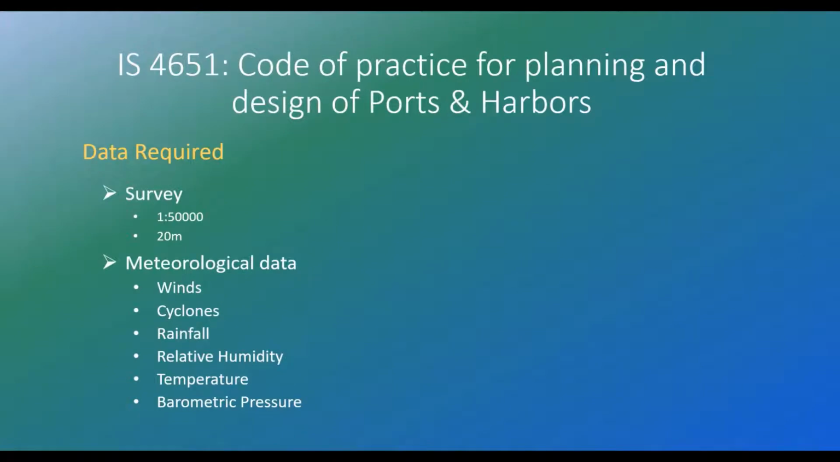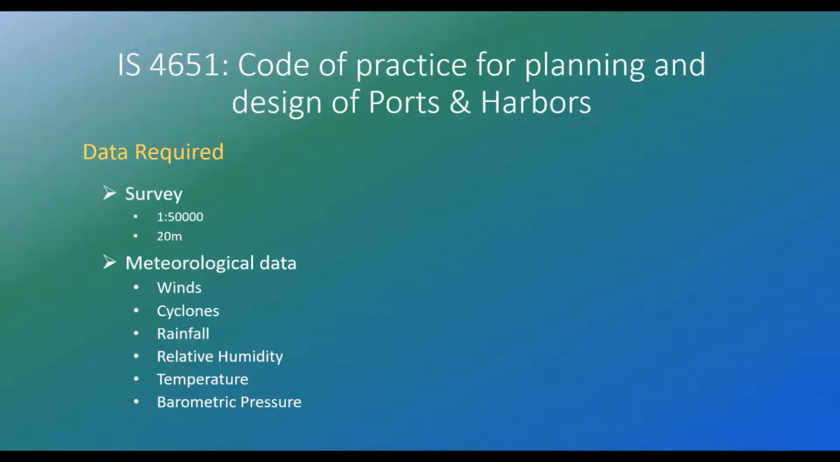So for the first part of the code, that is under site investigation, we have to collect several data starting from topological survey, under which survey maps of scale 1:50,000 and contour intervals of 20 meters are required. Moving on to meteorological data, information on 6 parameters are to be obtained. Wind data shall be collected for a period of at least 1 year. Anemometers should be installed at site to record velocity and direction of wind. Design cyclone should be computed from various parameters like maximum wind velocity, duration and pressure drop.